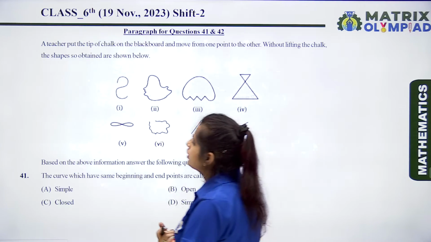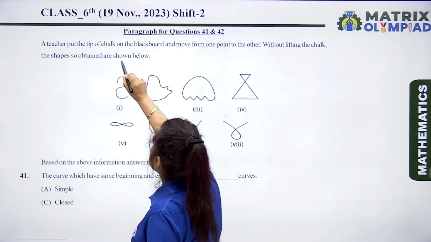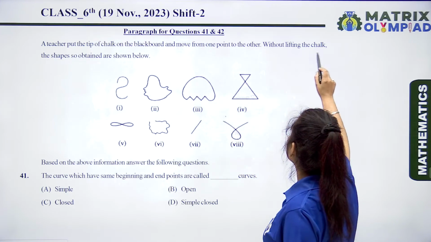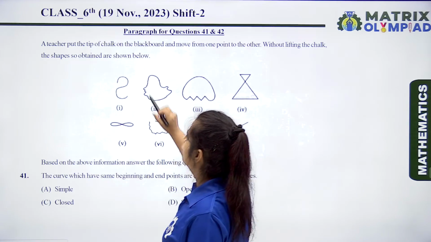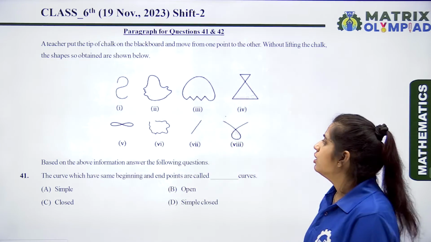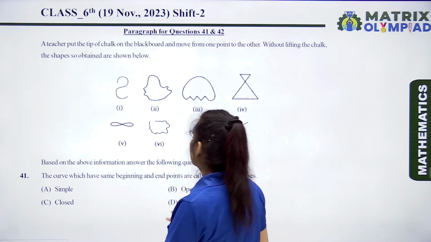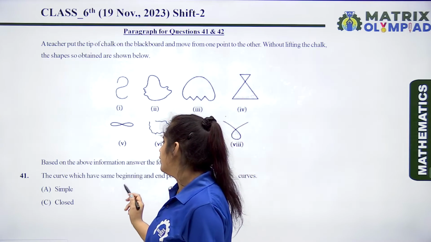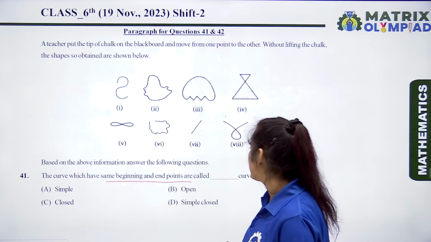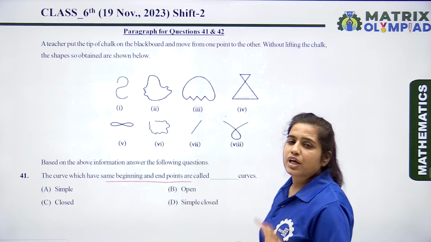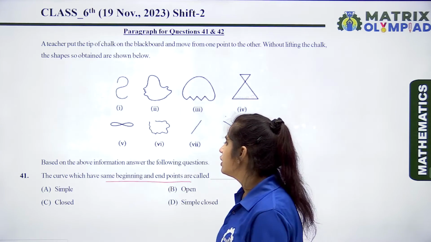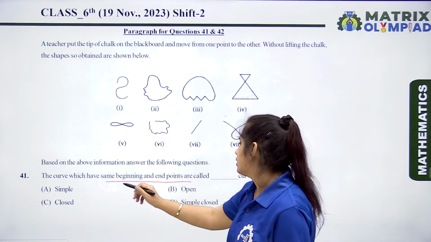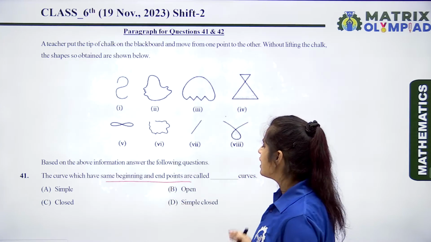Now the next question. A teacher put the tip of chalk on the blackboard and moved from one point to the other. Without lifting the chalk, the shapes so obtained are shown below. So these are the shapes that are obtained on the blackboard. Based on this information, we have to answer the following questions. Question number 41: the curve which has the same beginning and end point is called dash curve. So we have to find out which curve has the same beginning and end points. Here we have the options simple, open, closed and simple closed.